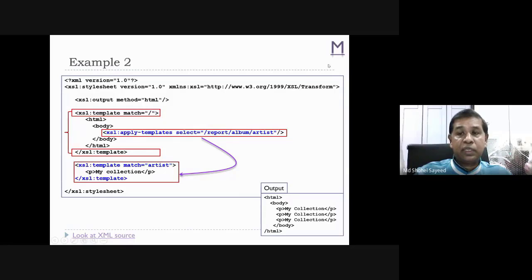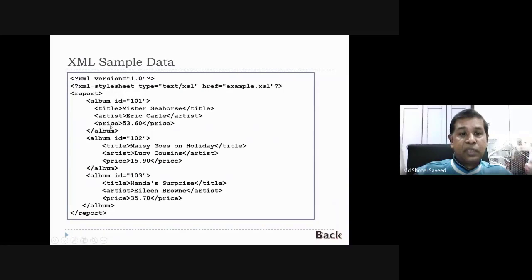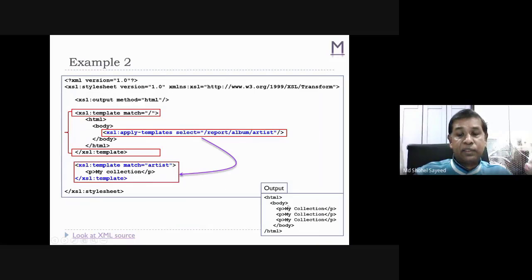Okay, look back to the code first. So what is the artist there? It will be replaced by my collection. So the artist here, Eric, then the artist here, Lucy, then the artist here, Ellen, will be replaced by my collection. You have to look at the output here. All are replaced by my collection.